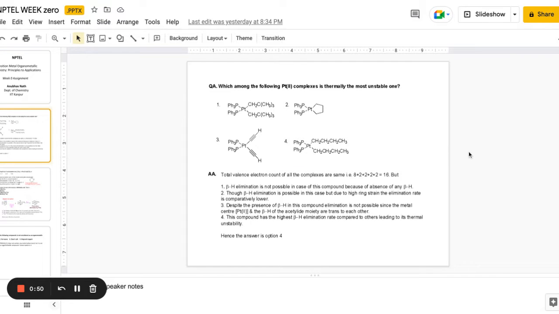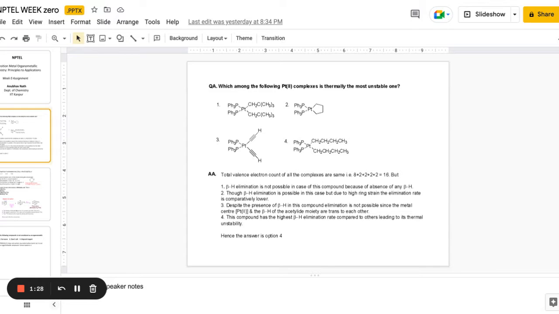Firstly, I will go to this basic problem of organometallic chemistry. There are four platinum(II) complexes, and my question is which among them is the most thermally stable one. We see that all these complexes have triphenylphosphine, the PPh3 ligands, anchored to the Pt center, and the alkyl moieties are different. In the first case, we have a CH2CMe3 moiety. In the second case, we have a cyclometallated moiety. In the third case, it is the acetylide moiety, and the last case is the n-butyl moiety.